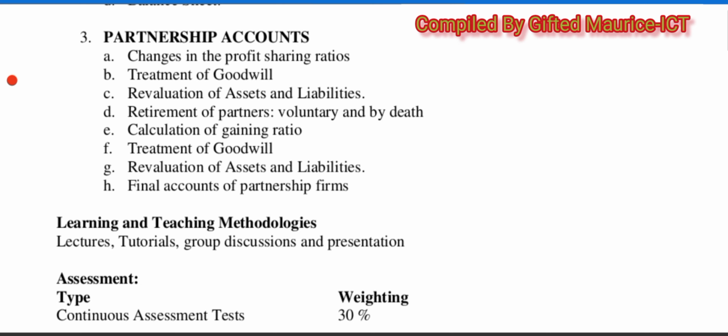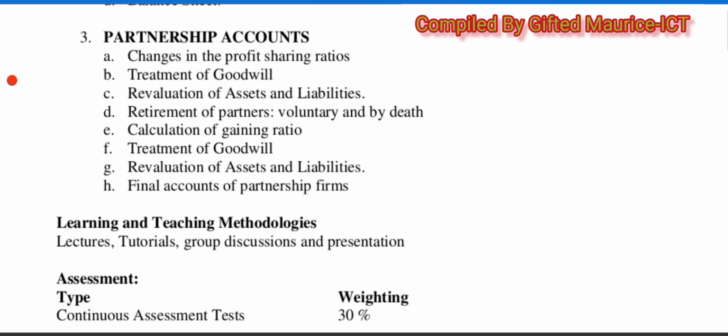So this goodwill is supposed to benefit the old partners who established the partnership. So how is goodwill to be treated in case a new partner has joined? The same way, when a partner is leaving, there will also be goodwill. This partner who is leaving must have contributed to the formation and running of the business, and therefore, as he is exiting, there should be goodwill.